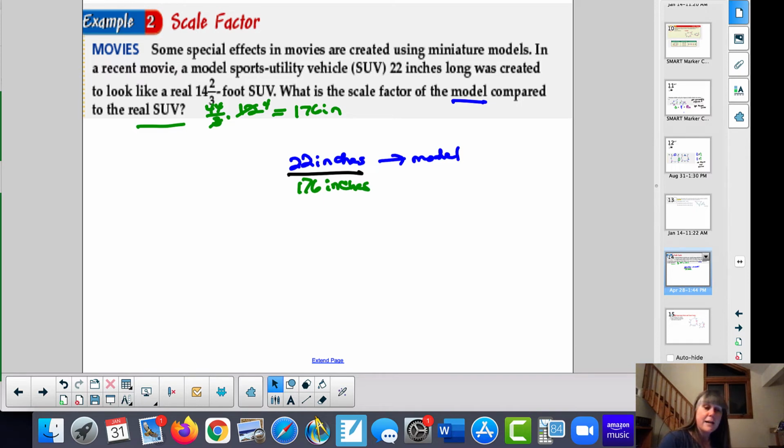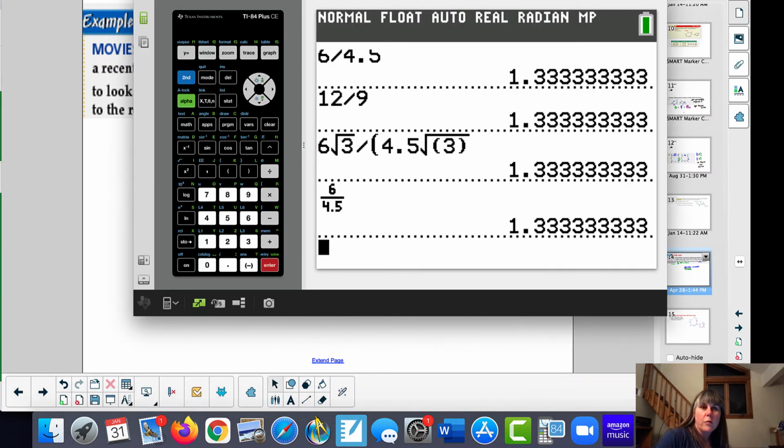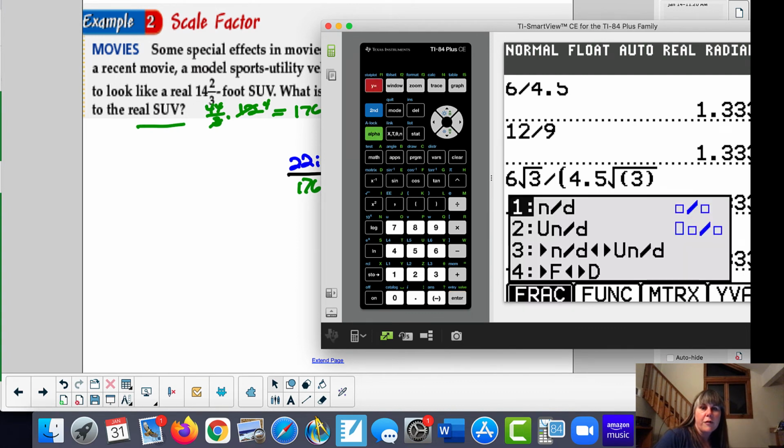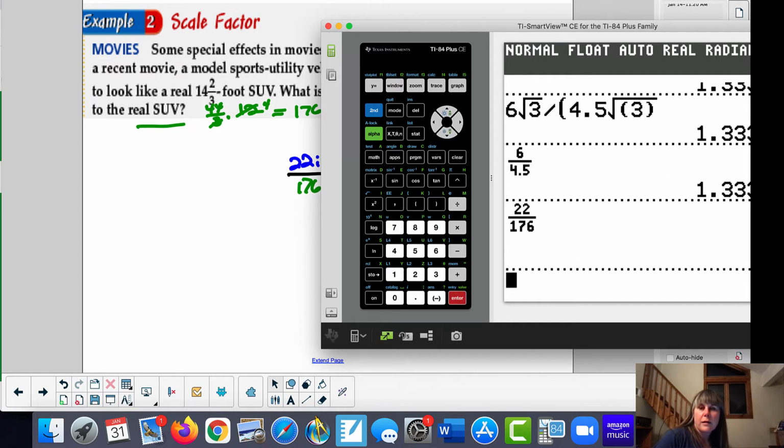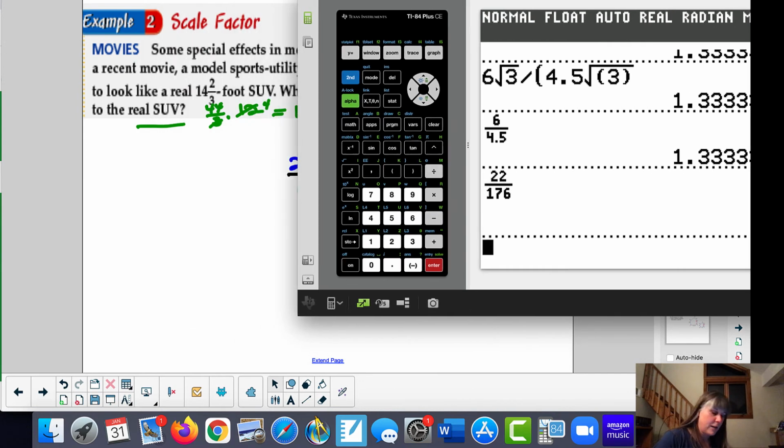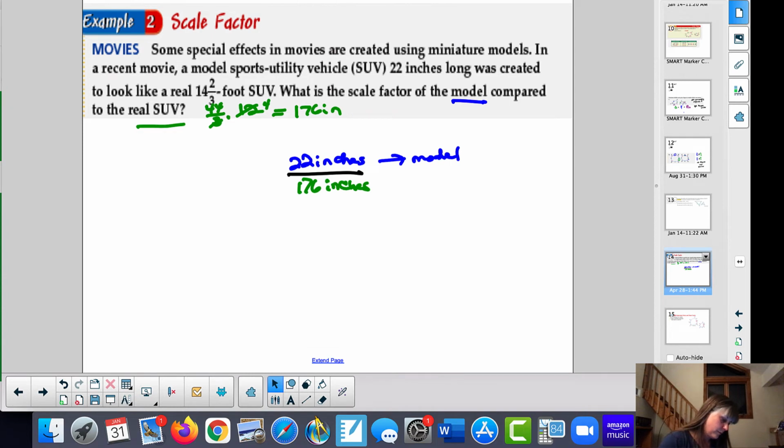Now we want to keep this as a fraction. So in your calculator, once you've got that, do this alpha y equals 22 over 176. Because both of those are whole numbers, it will reduce this fraction for us to give us this 1/8, which is our scale factor there. Okay, notice no units on that. It's 1 to 8 is the model to the real.